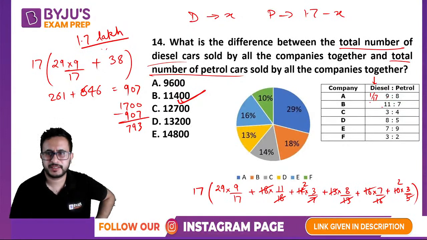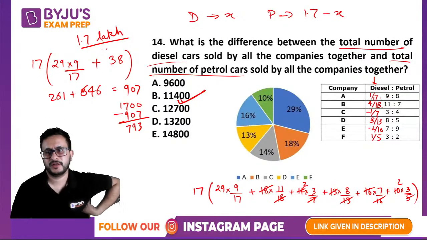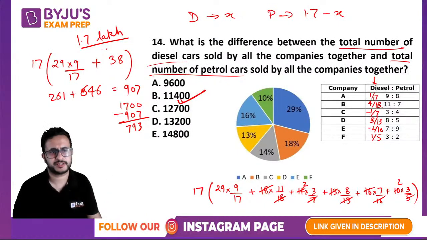ठीक है, then in that case this will be 4 by 18 parts, and if you are doing this, take this as minus 1 by 7 parts. This will be 3 by 13 parts. This will be minus 2 by 16 parts, and this will be 1 by 5 parts. That can also be done. Right, you can take this as 1 by 17 parts. So we are considering diesel minus petrol in this case. That is also fine.